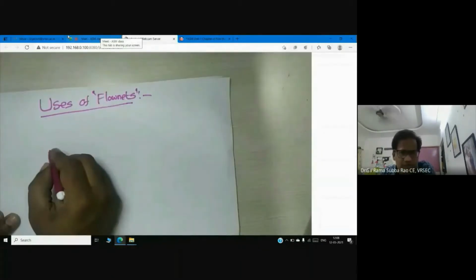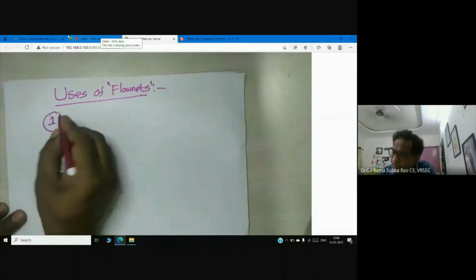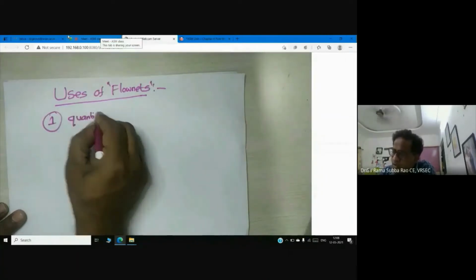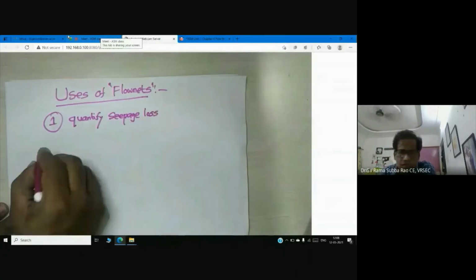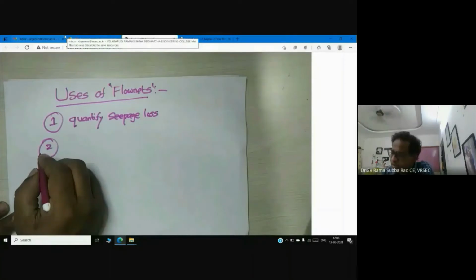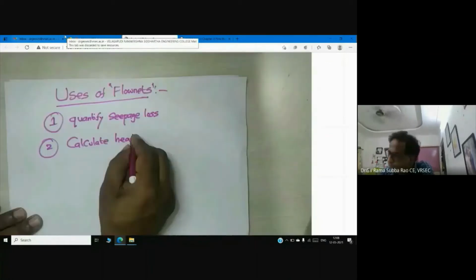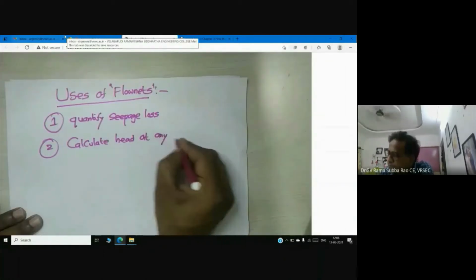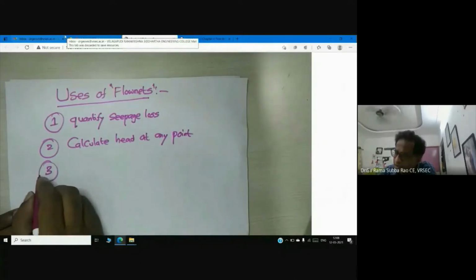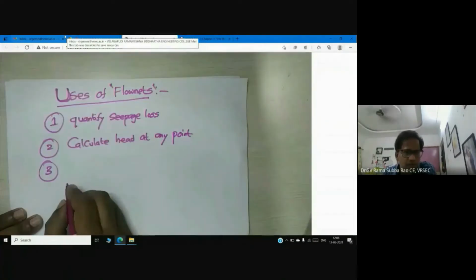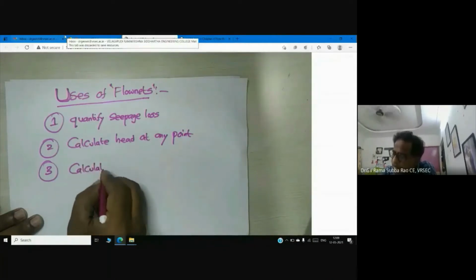What is the basic use of a flow net? Let me tell you, the first one is to quantify seepage loss. Second, to calculate head at any point. This is very important. And another thing, we are trying to expect uses of flow nets. Another thing also very important is to calculate exit gradient.